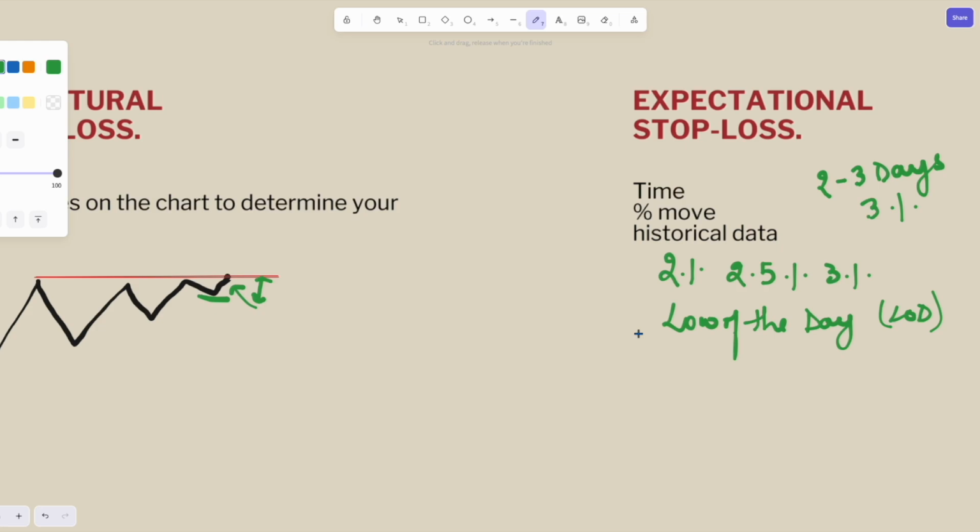Now, you might be thinking, why is low of the day an expectational stop loss when low of the day is something very technical? Shouldn't it be in the structural stop loss? I'll show it to you. See, let's say you are buying a stock at 9:46 a.m. All right, and at that point of time, the daily candle that you are trading on is looking like this. Okay, so this is the open, this is the close, and this is the high. That's how it is looking.